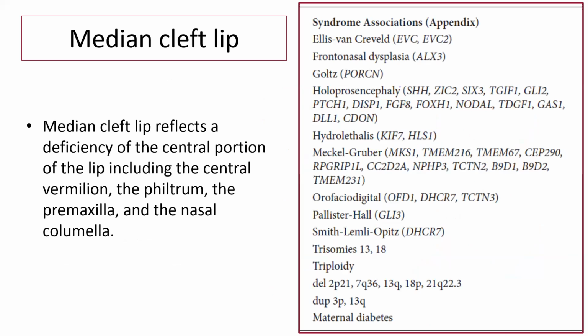Next is median cleft lip. Median cleft lip reflects a deficiency of the central portion of the lip, including the central vermilion, the philtrum, the premaxilla, and the nasal columella. There are many syndromic associations with median cleft lip. The most important and common association is holoprosencephaly.